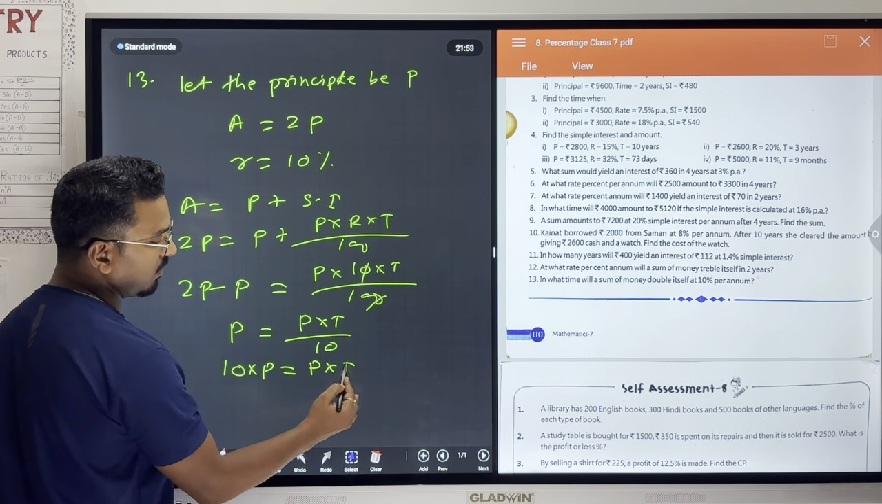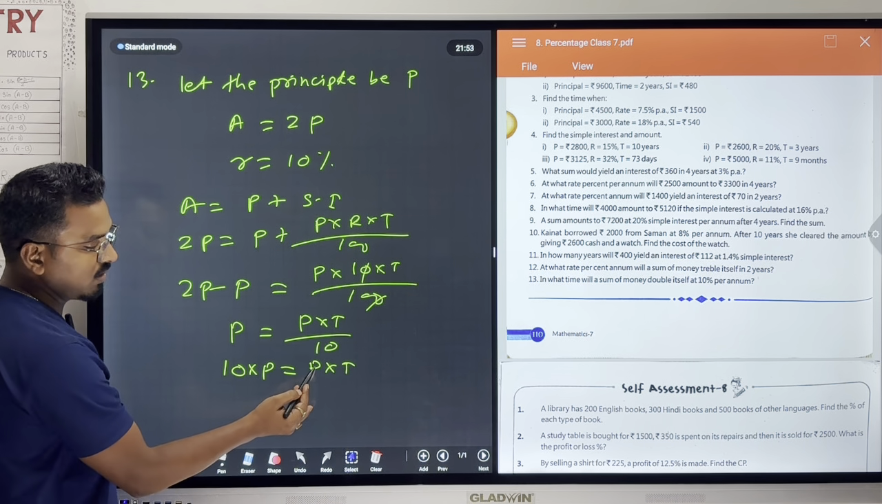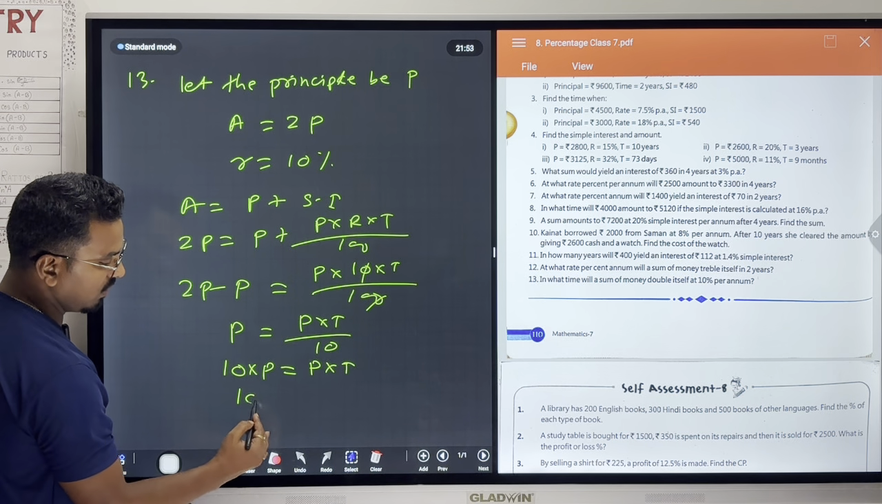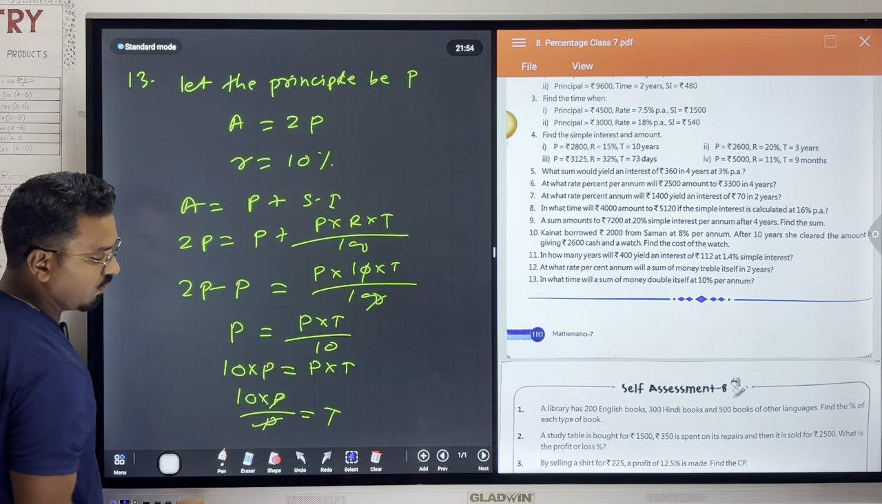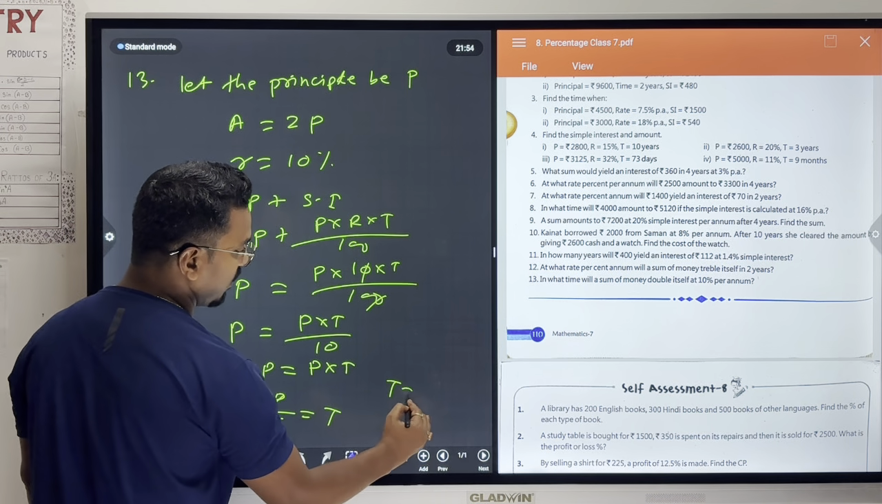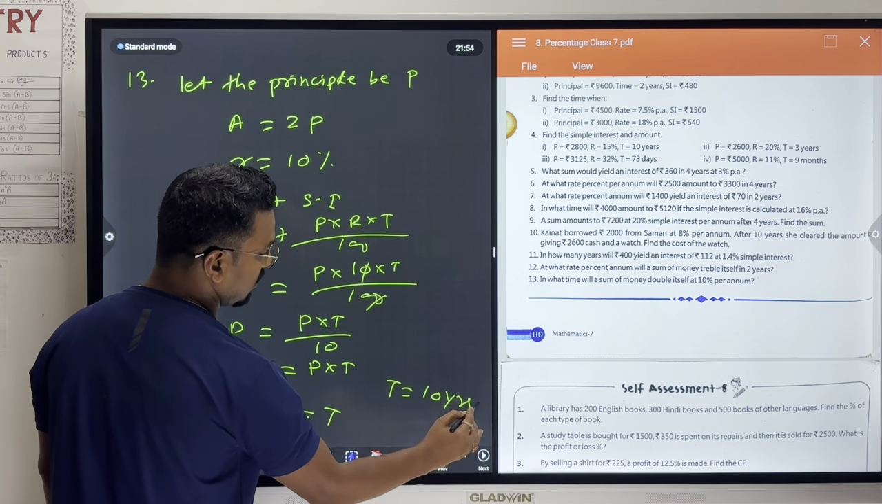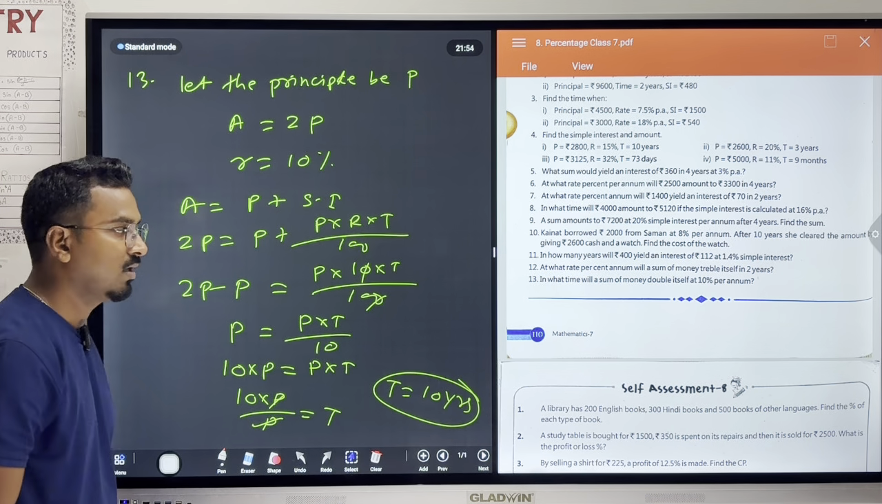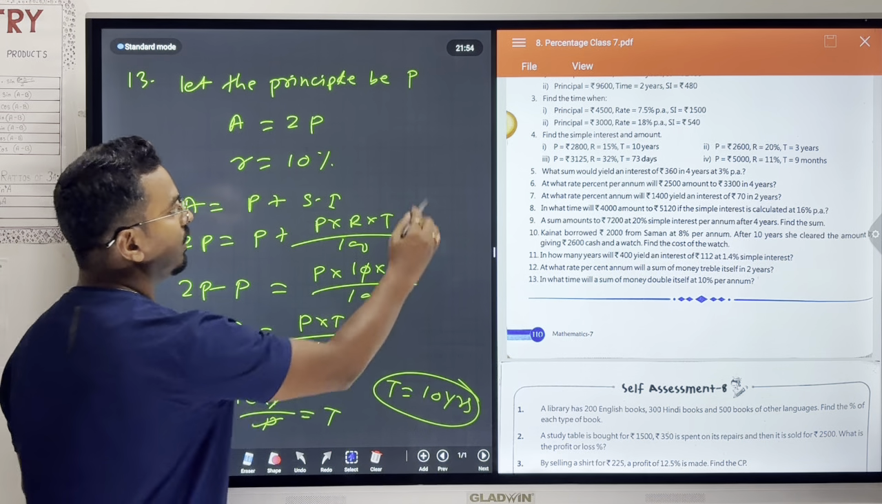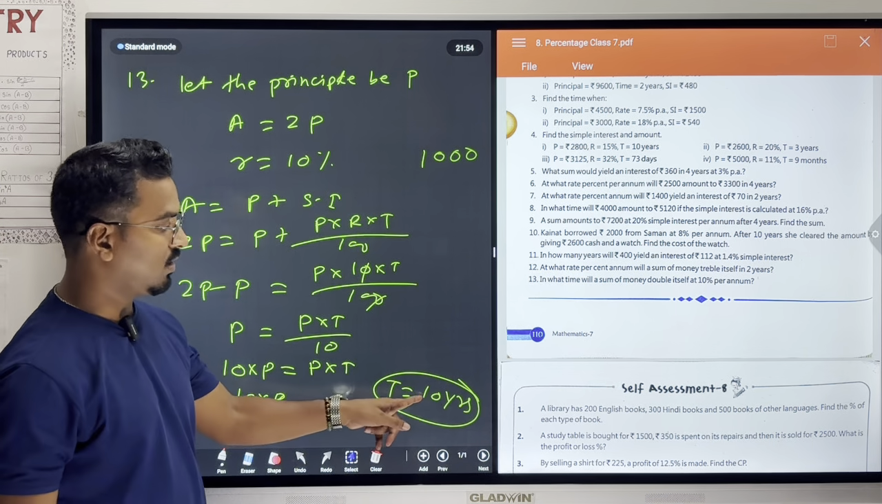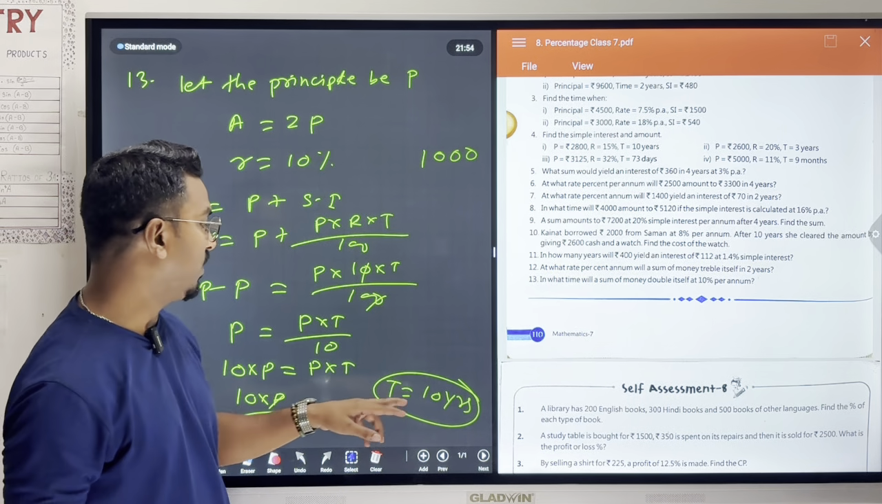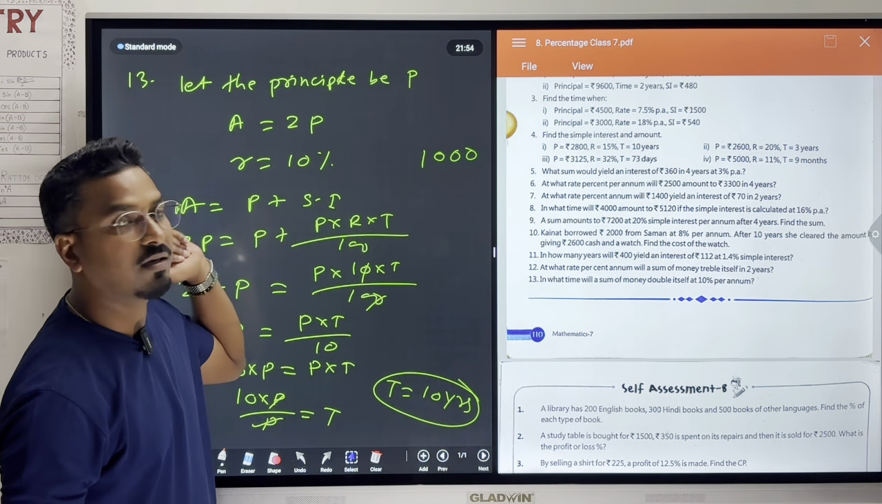So 10 you move to the other side: 10 into P equals P into T. So you have to find the time, right? So bring this P to the other side, it will divide. So 10 into P divided by P equals T. So P will get cancelled. So time will become how many? 10 years. If you put some amount, suppose 1000 rupees, after 10 years it will become double if the rate of interest is 10%.